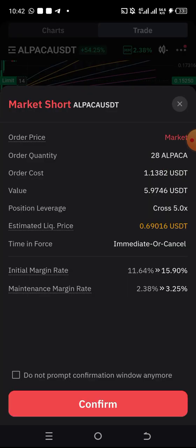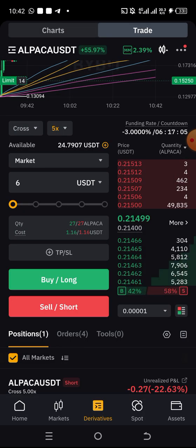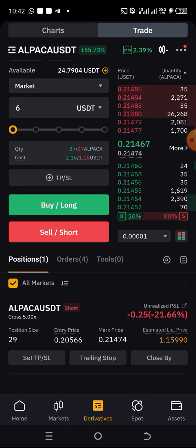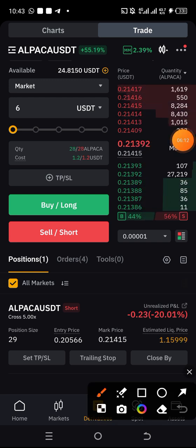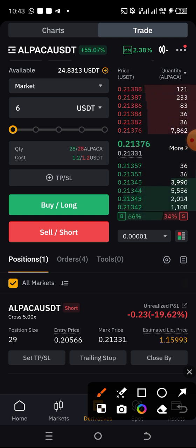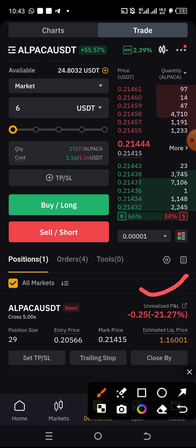Immediately you confirm, your trade will be executed for you on the go, and you are going to now see something like this. So I am currently in the trade, and at the moment I am at minus 18%. I am very sure that this is going to end in profit.